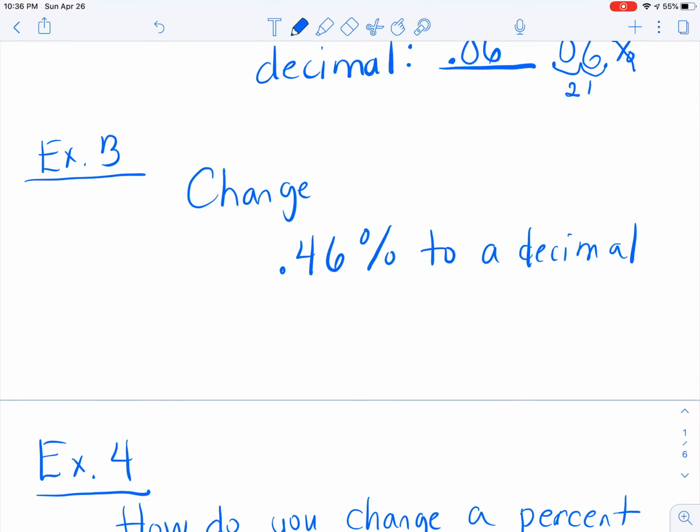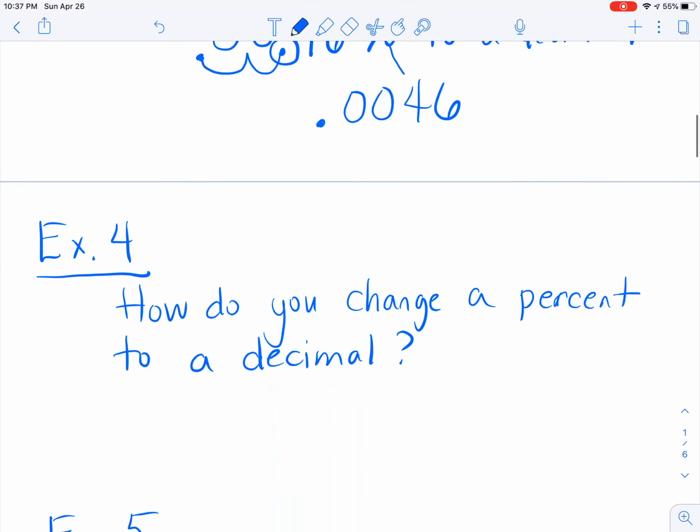Ooh, now look at this one. Change 0.46% to a decimal. Drop my percent sign. I see my decimal. It's not behind the 6. It's in front of the 4, but the rule is still the same. 2 places to the left. I fill in with 2 zeros, and this time it's 0.0046. So it wasn't behind it that time. It was clearly in front of it that time, which makes it look a little bit different.